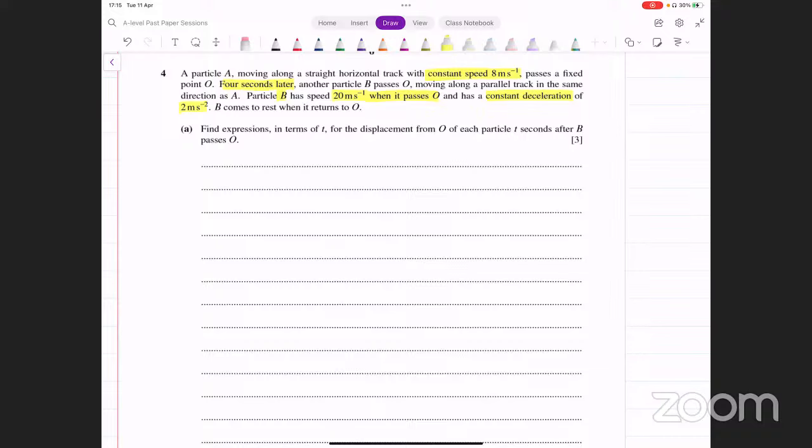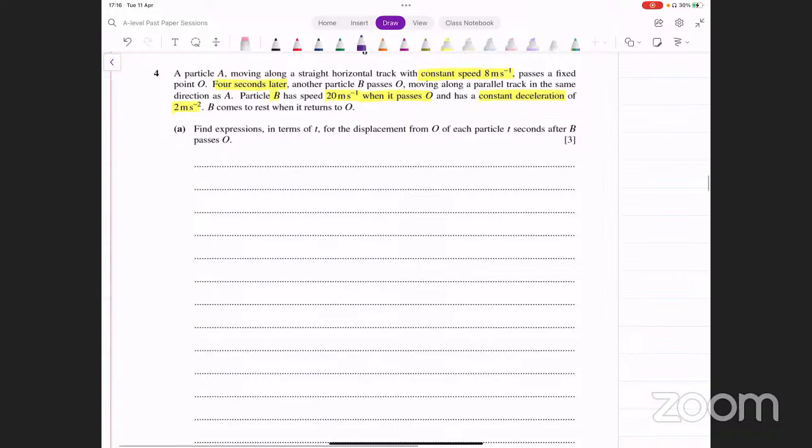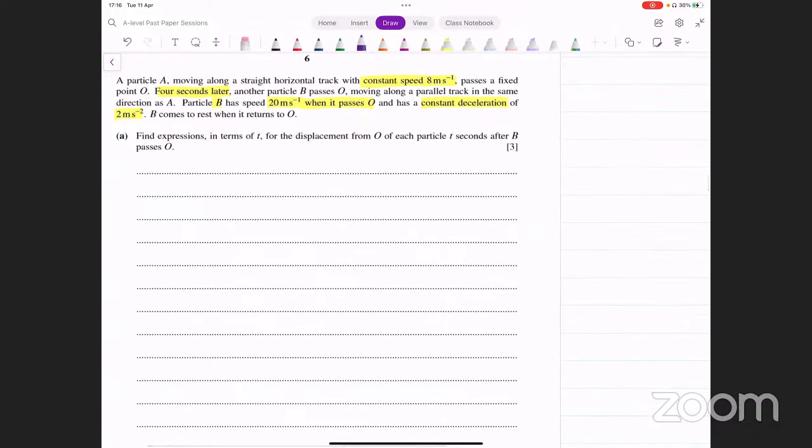B comes to rest when it returns to O. Find expressions in terms of T for the displacement from O for each particle T seconds after B passes O. All right, so how do we think about this? Displacement के functions आपको figure out करने हैं. Let's think about A first of all. देखिए A तो constant speed पे move कर रहा है. जब constant speed पे move कर रहा है, तो उसके लिए तो हम simply क्या कर सकते हैं? आपका जो formula आपने छोटे होते पढ़ा था, distance equals speed into time. You can just use that.